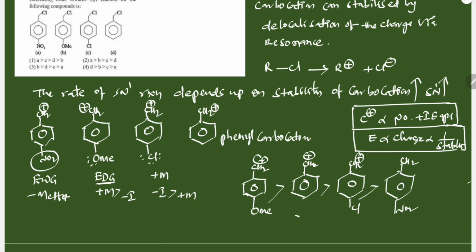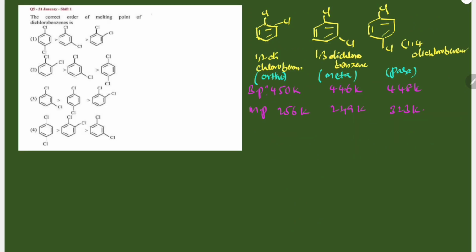So the decreasing order towards SN1 reaction is structure B, D, C, A. This is the order of decreasing reactivity towards SN1 reaction. The option is B, D, C, A. The option is 3. Have a look for the next question.